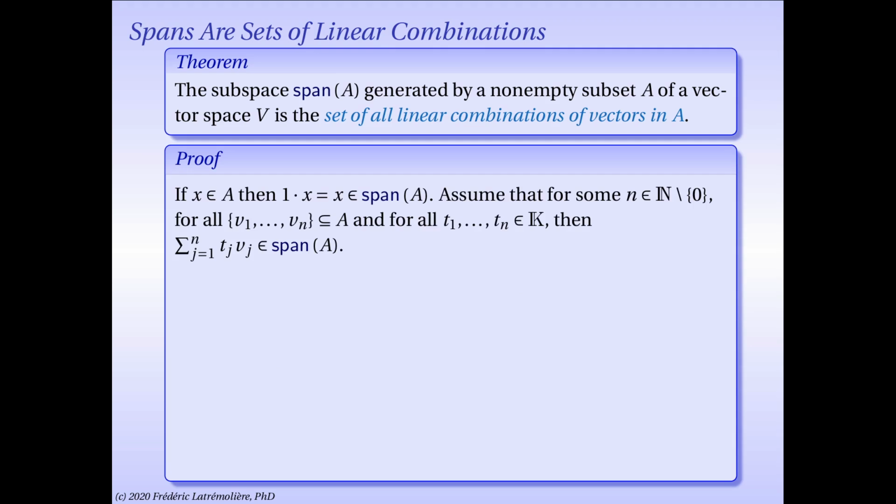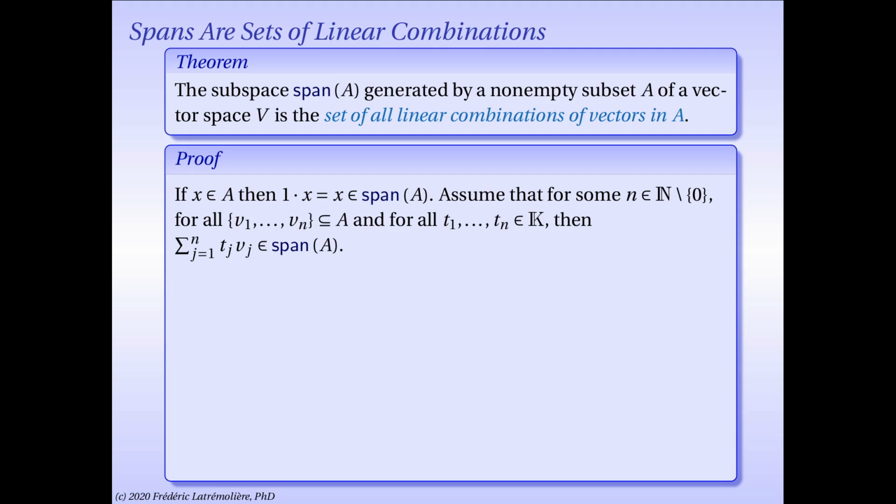First, let's prove that L is a subset of the span of A. If X is an element of A, then 1 times X, which is a linear combination of vectors in A, which is simply X, is in the span of A. After all, A is a subset of the span of A, as we well know.